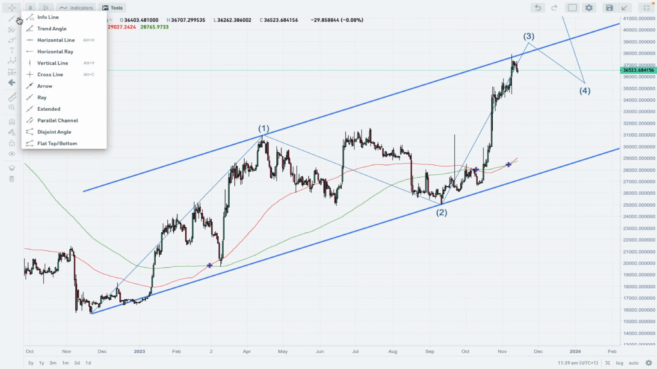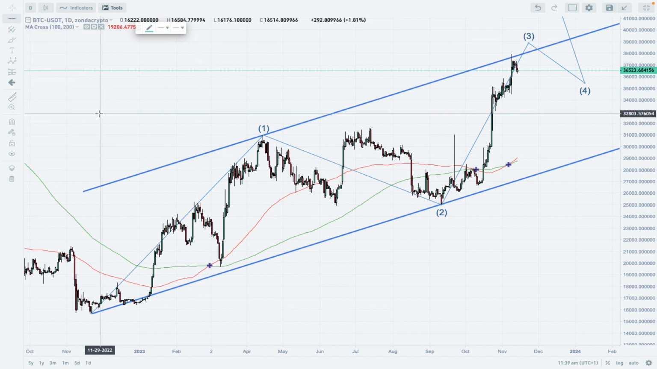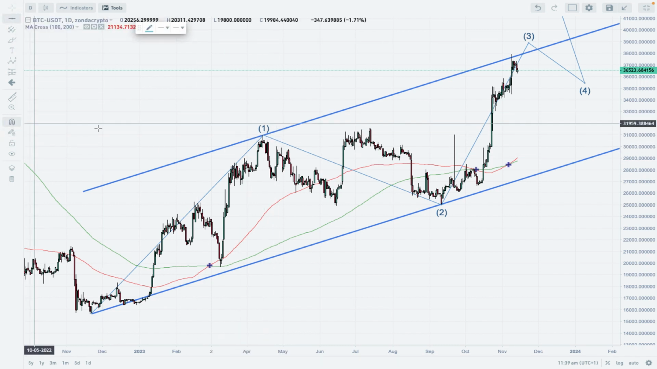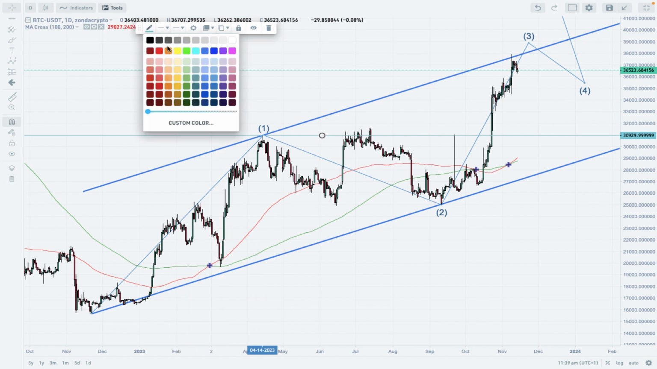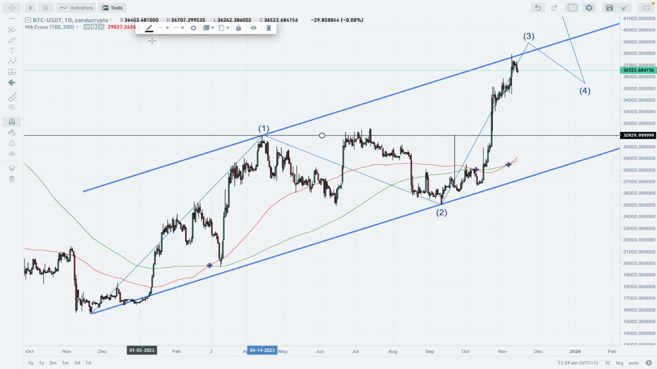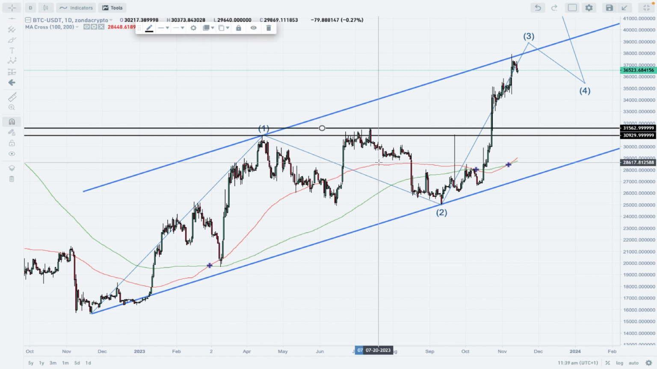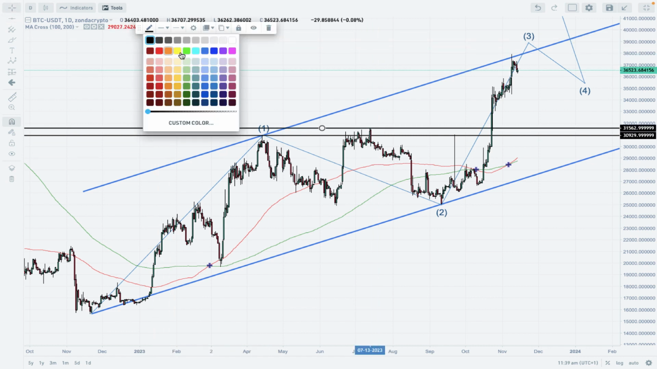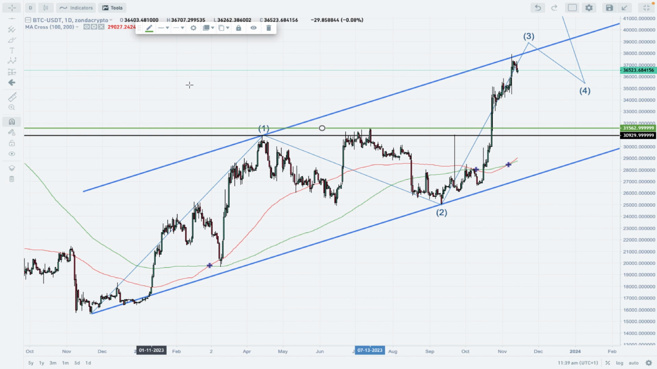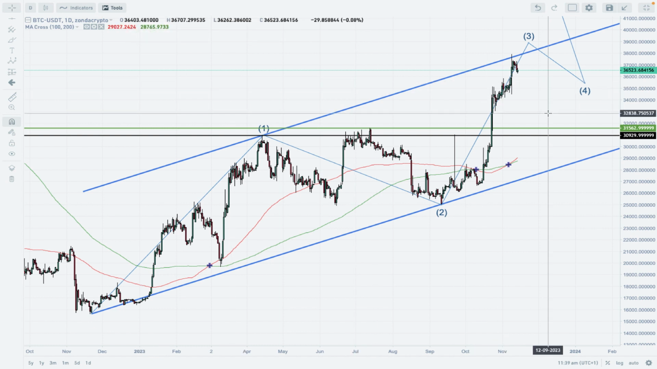This kind of analysis is invalidated only if the high of wave 1, which is located at 30,929 pips, is clearly violated. So this is the big black line, and of course there is some kind of a technical support just above this level. The level of 31,562 is the technical support, and it's a very important technical support for the bulls.